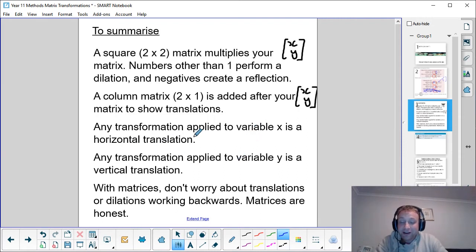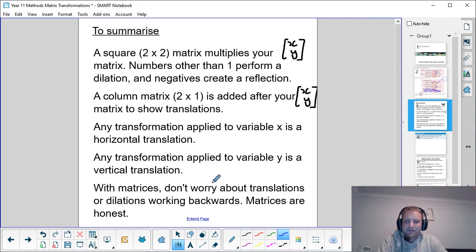So just know that any transformation that is applied to the letter x, the variable x, is going to be a side-to-side movement. Okay, so it'll be a side-to-side dilation, stretching it out, or it could be reflected side-to-side, or it could be translated side-to-side. Basically, anything in the top row of any matrix is going to be a side-to-side movement, and anything in the bottom row is going to be getting done to the letter y, and that's going to be an up and down translation, or reflection, or dilation.